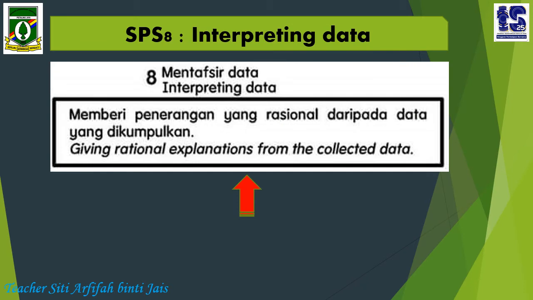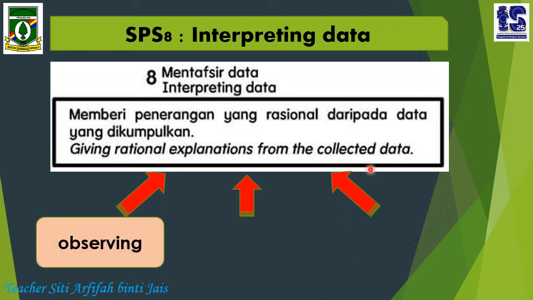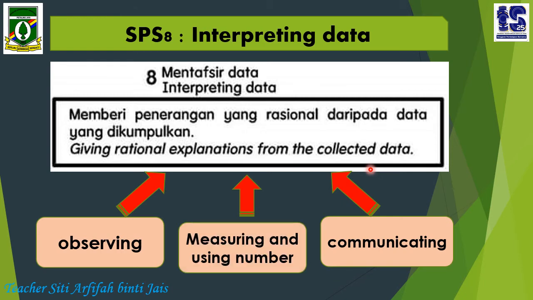Next, science process skill number 8, interpreting data. Interpreting data is a skill of giving rational explanations or rational descriptions from the collected data. These three science process skills support interpreting data: observing, measuring and using numbers to collect data, and communicating to present the data.